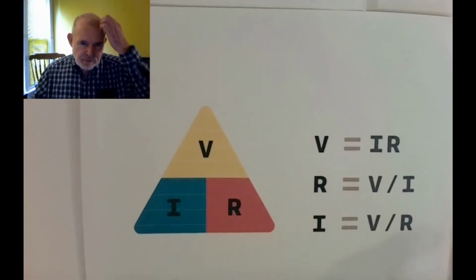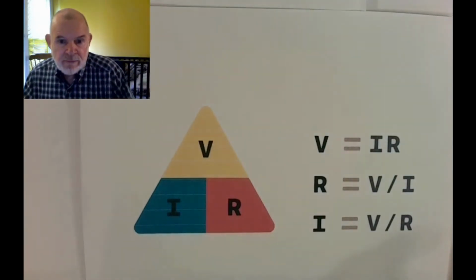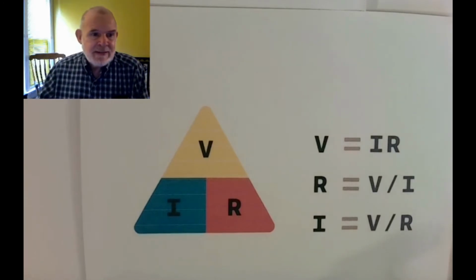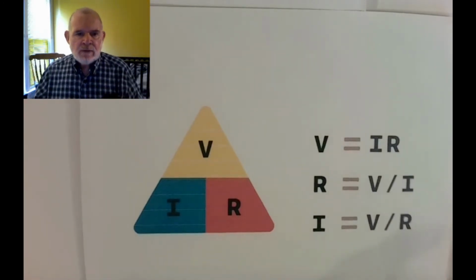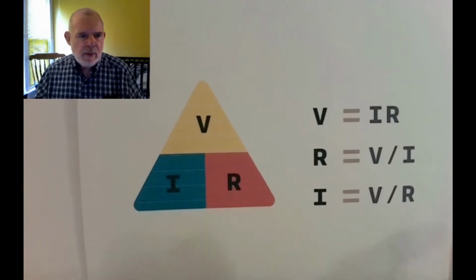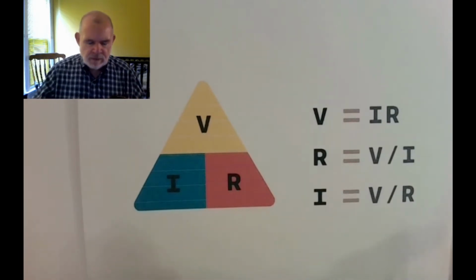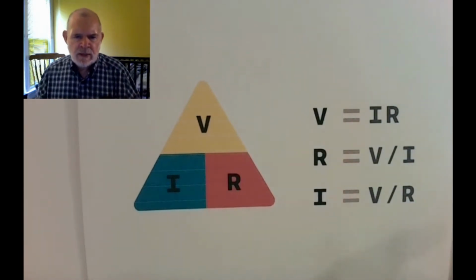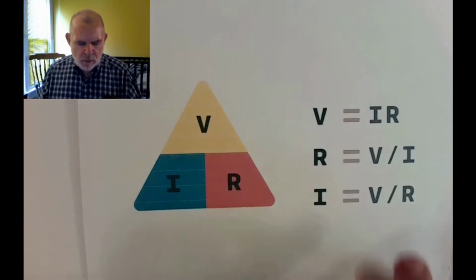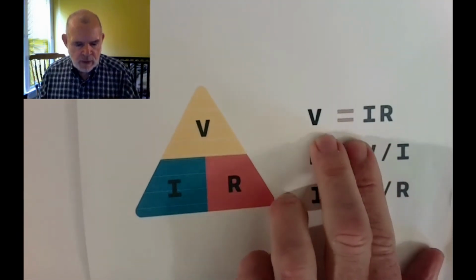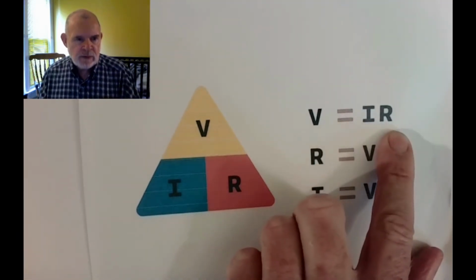So this relationship was figured out by George Ohm in 1827, but it actually wasn't accepted for about another 6 years. So you'd think it's obvious, but it wasn't. The basic formula is volts equals current times resistance.